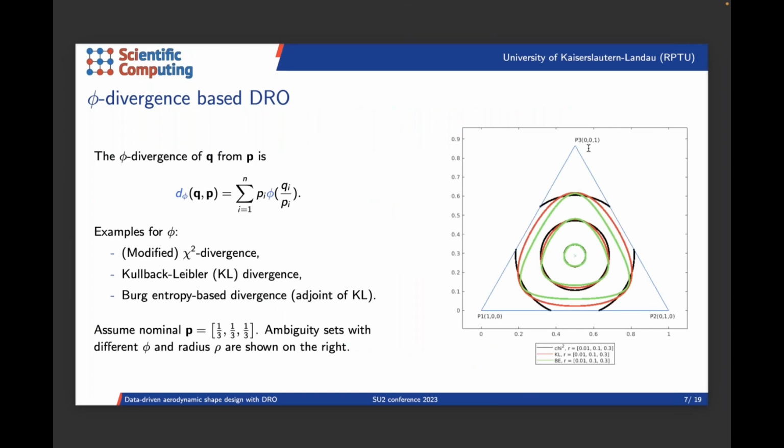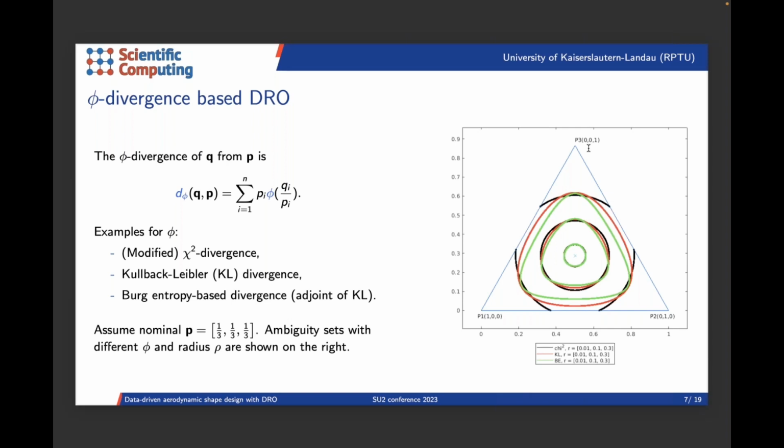In this work, we use the phi divergence for the distance measure. Phi divergence of two distributions is defined here. It is a fundamental class of distance measures in statistics. So the phi here refers to a single variable function phi. Different phi give different distances. For example, we have chi-square divergence, KL divergence, and so many others.